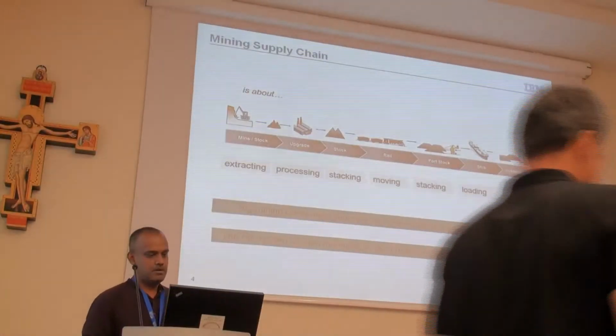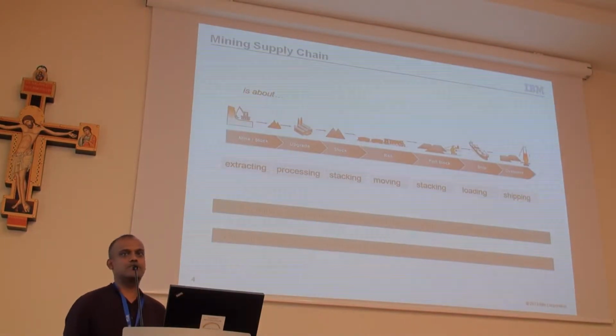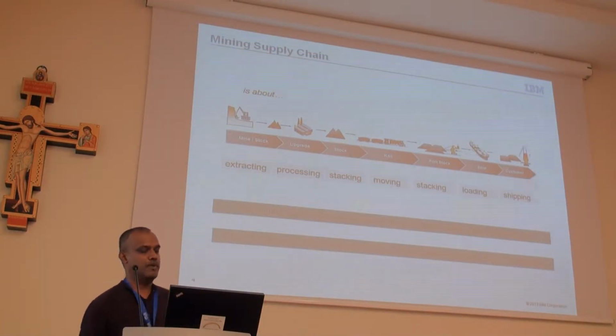Okay, so what's the business problem? The business problem, as I told, is about iron ore mining. So what actually happens there? They extract the bulk material, they process it, they stock it, and then they move it by rail to the port. And at the port, again they load it onto the ships, and then it reaches the customers.